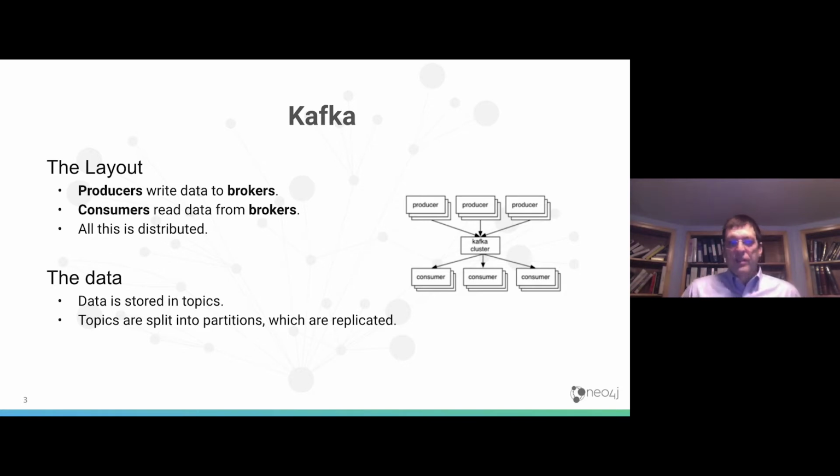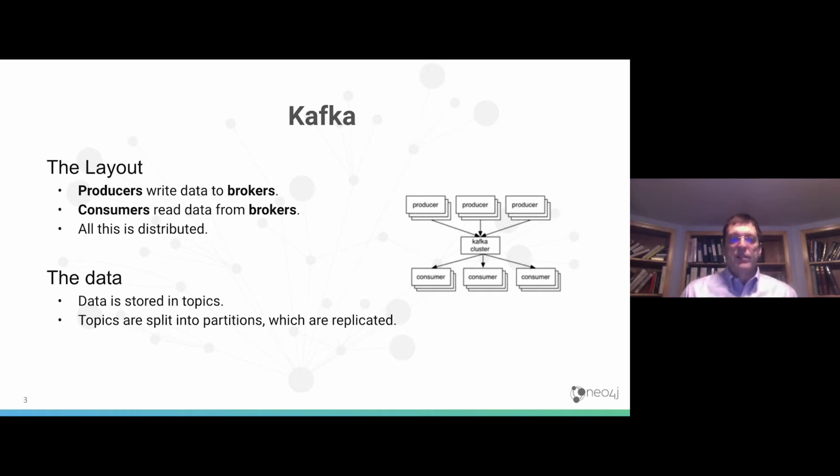So we have producers that write data to these brokers. We have consumers that read data from brokers, and the data is written to a topic. We can have multiple topics within Kafka, usually around a specific type of data. A topic can have 0 consumers, 1 consumer, or any number of consumers reading from it.